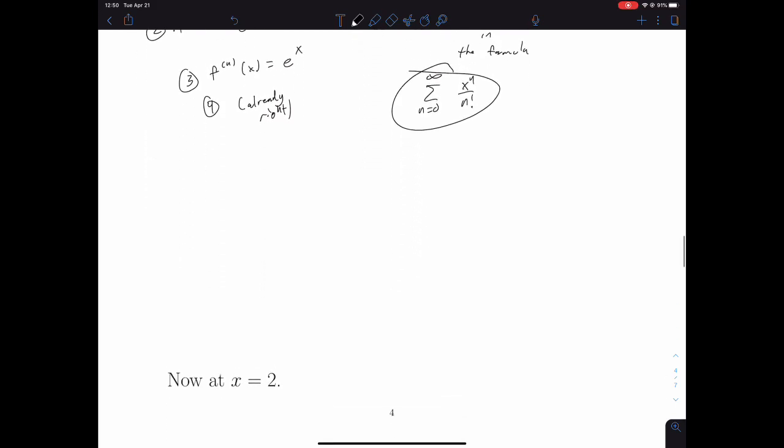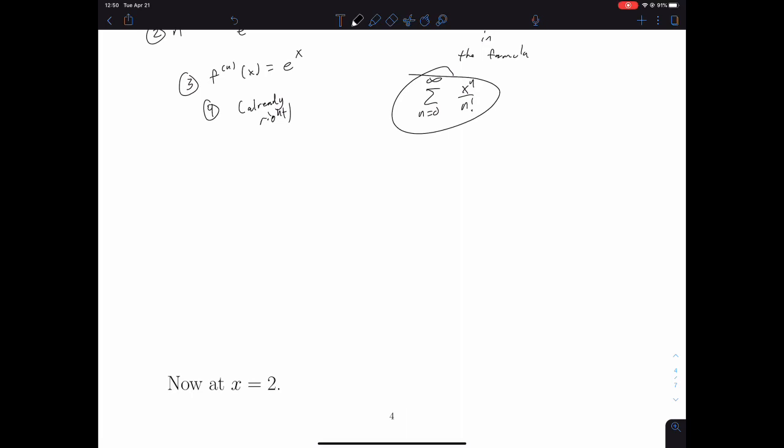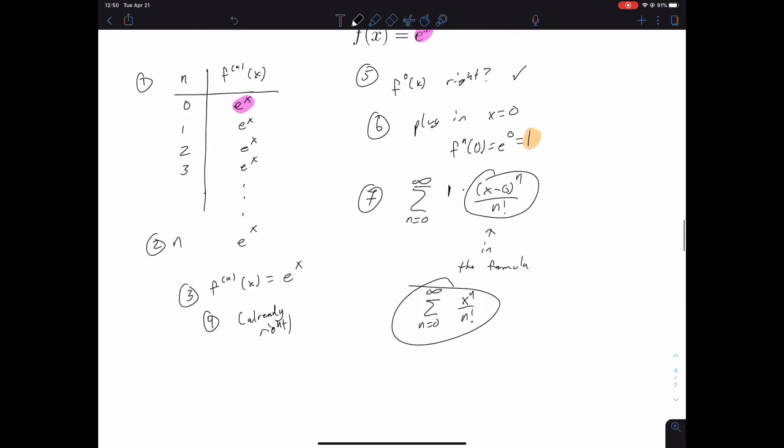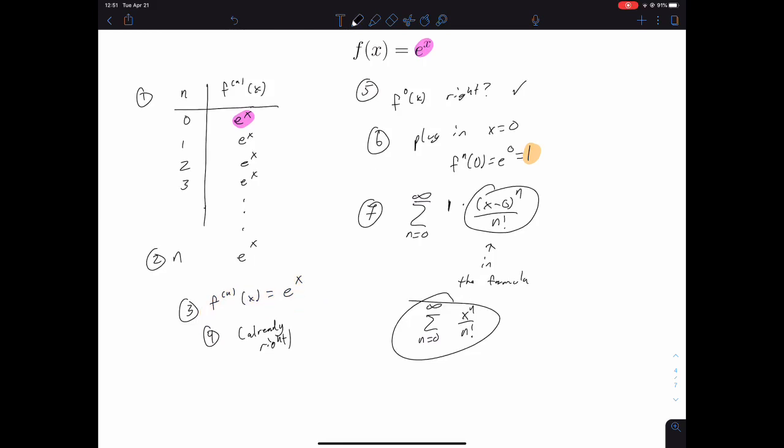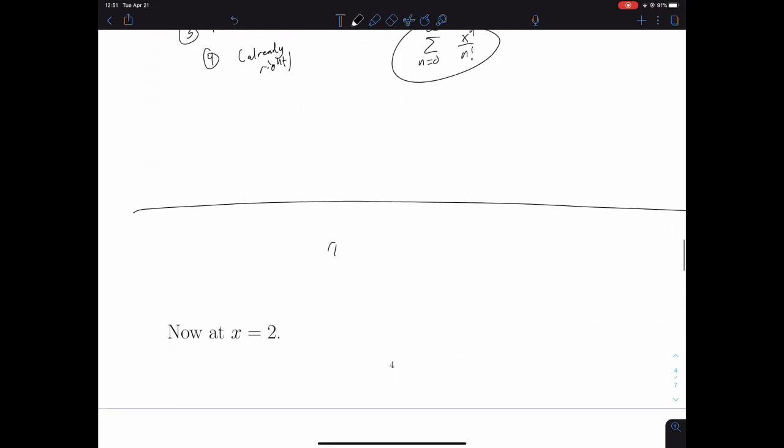The nice thing here is to do an extra problem, I could do this at x equals 2. I know what the nth derivative at x is, so steps 1 through 5 are all the same. They have already been done. So step 6 is I want to plug in the nth derivative at 2. So this will be e squared. So now the answer is the sum from n equals 0 to infinity of e squared times (x minus 2) to the n over n factorial.